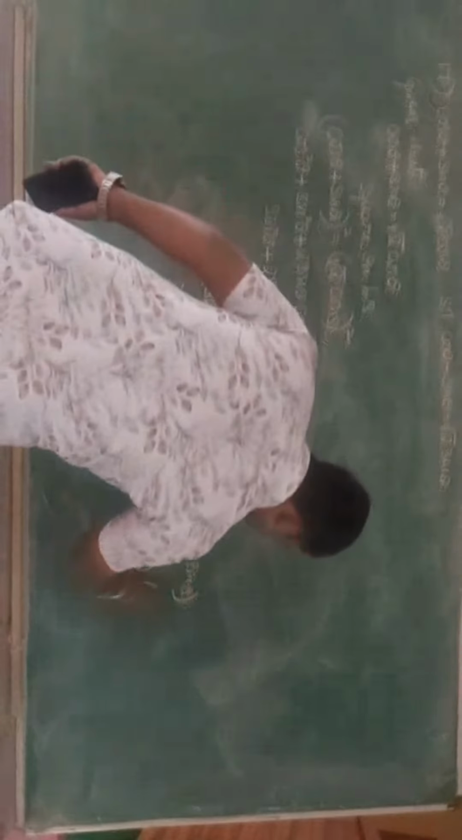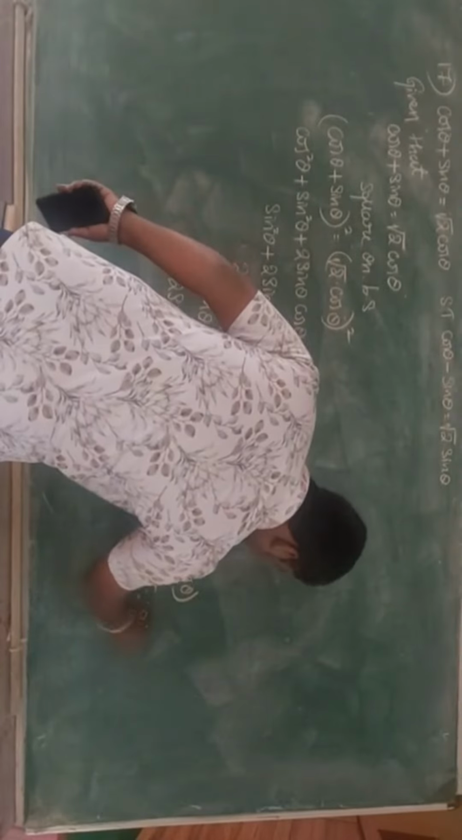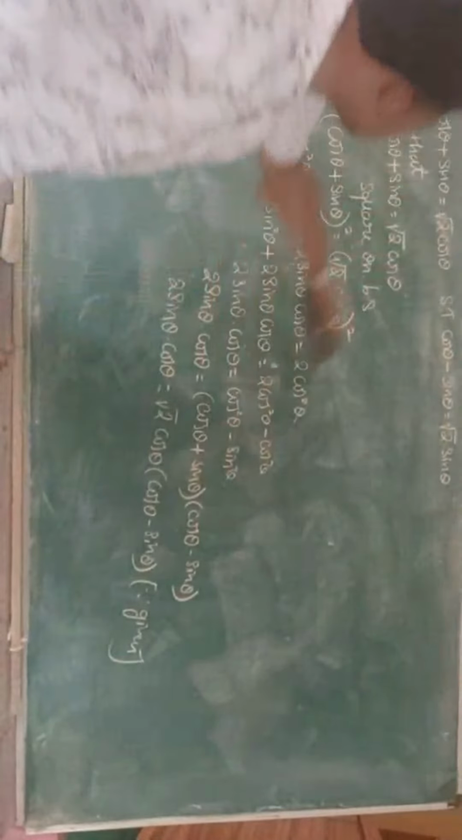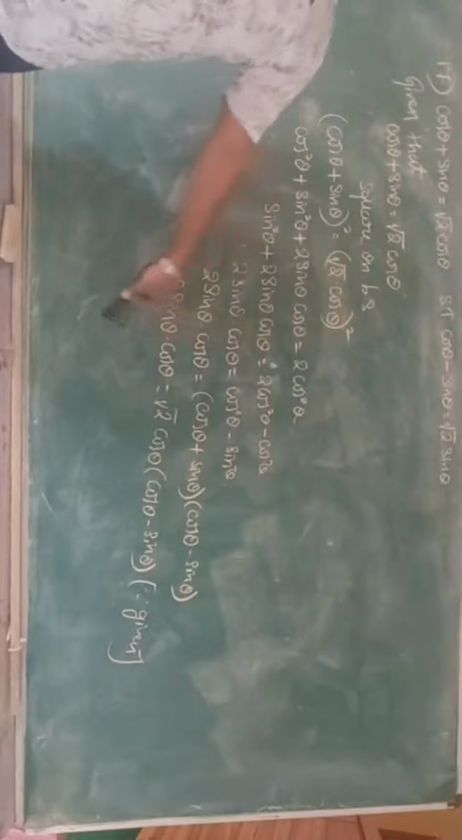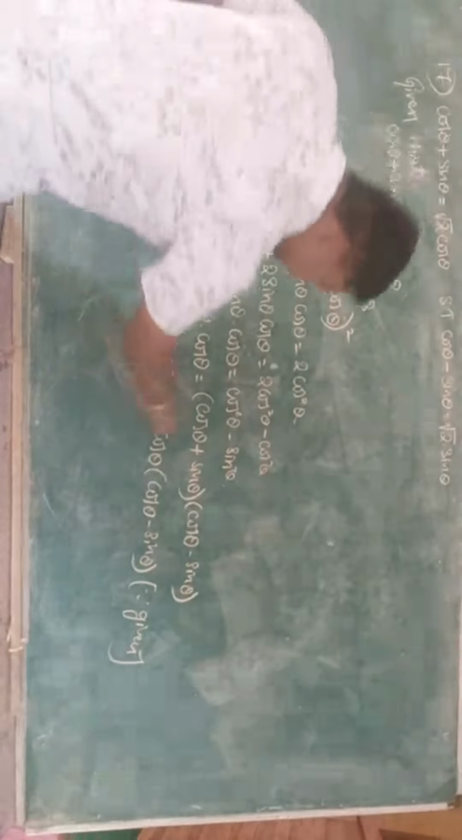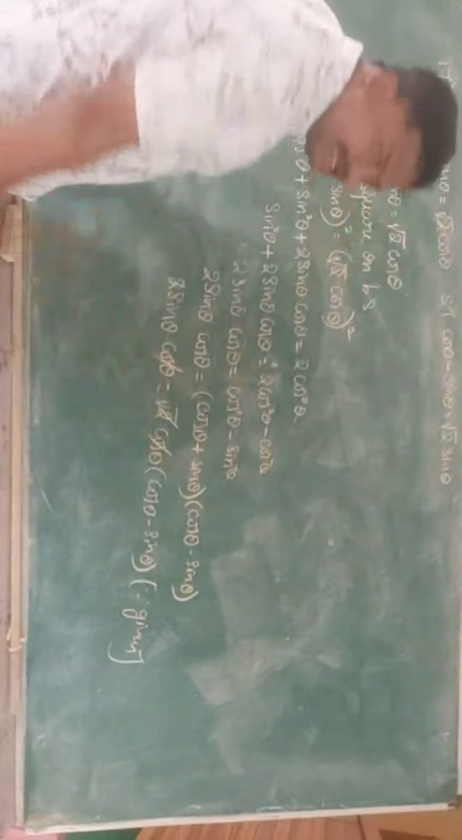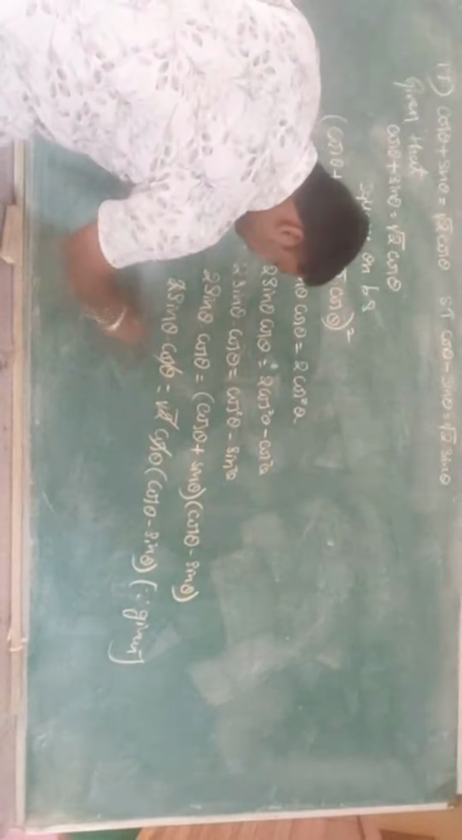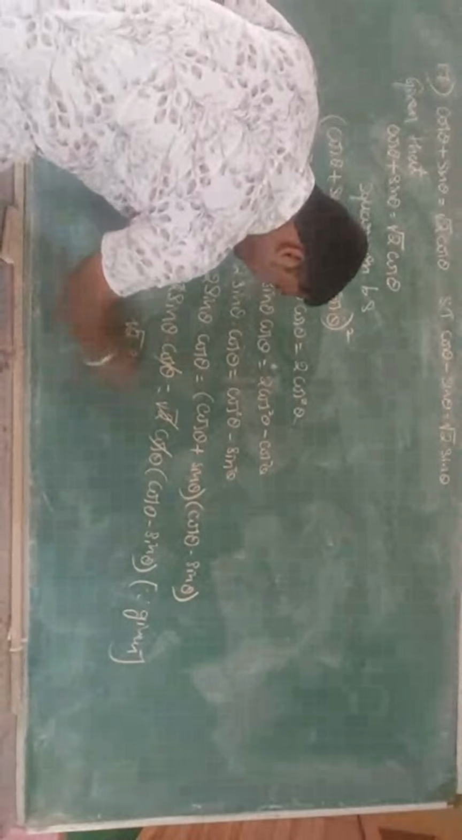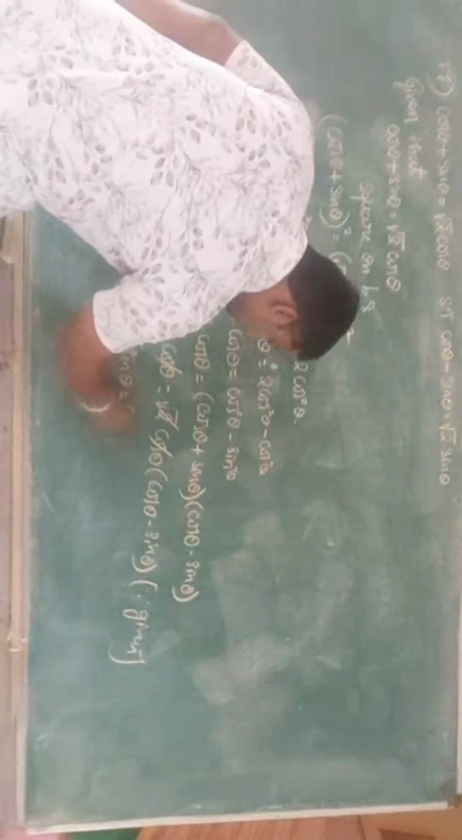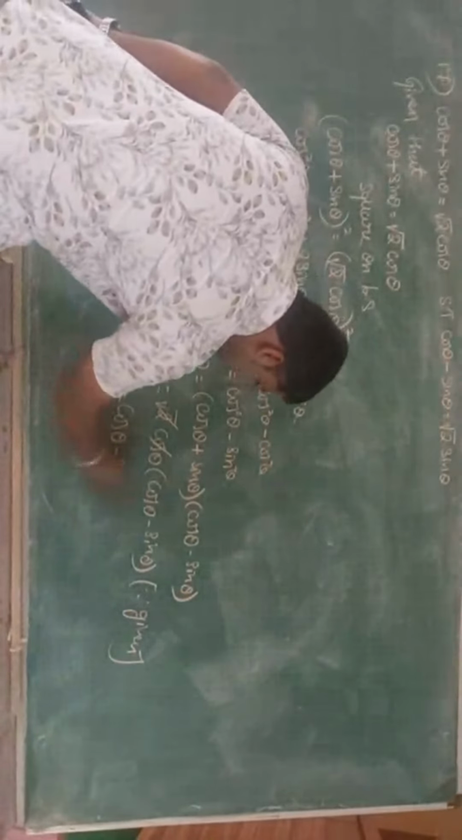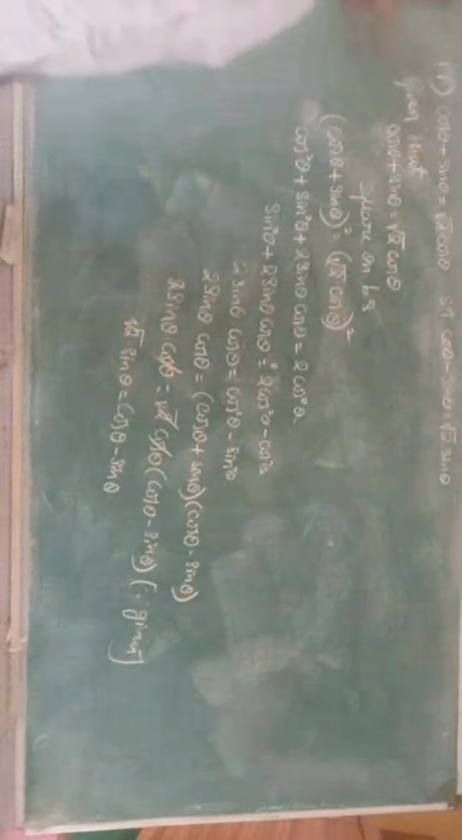Because it is given that cos theta plus sin theta is root 2 cos theta. So the 1 root 2 gets cancelled, and cos theta gets cancelled. The remaining term is root 2 sin theta is equal to cos theta minus sin theta, hence the proof. Understood?